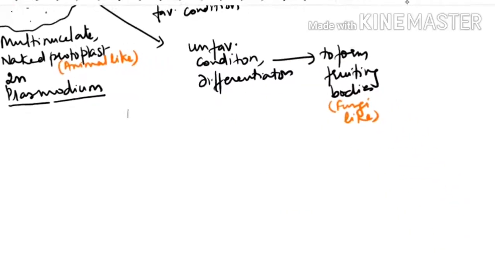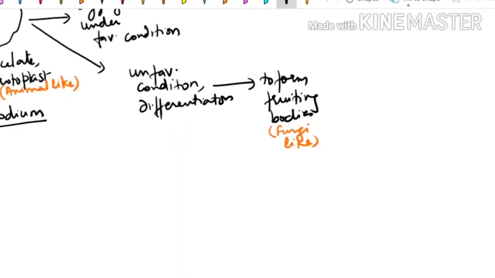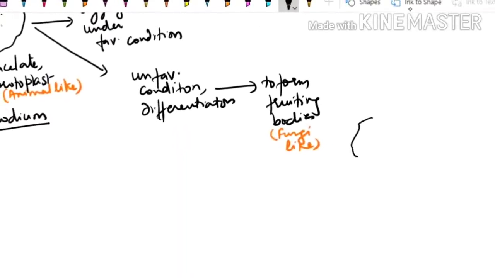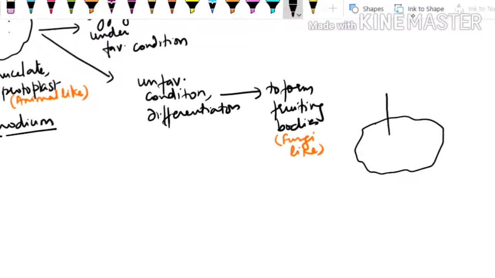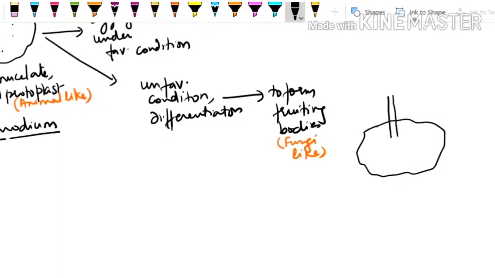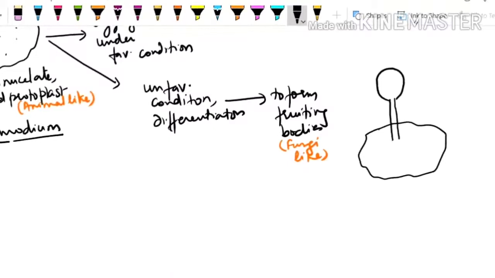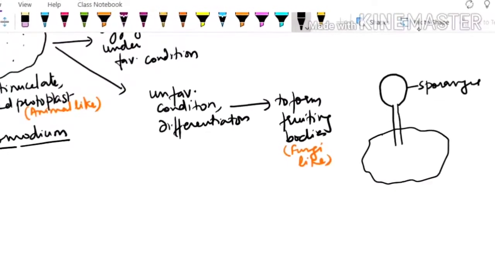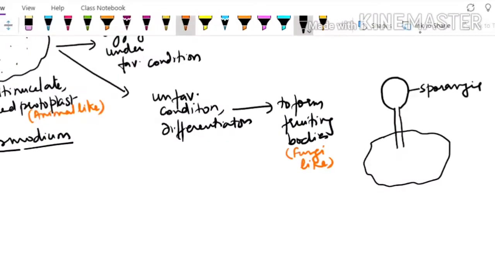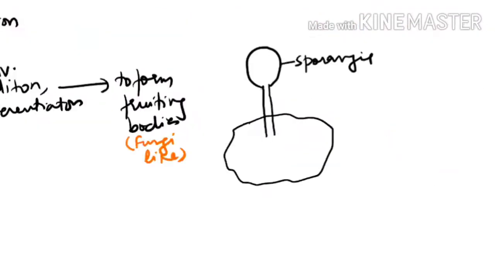Now see, when they are making the fruiting body, this is the plasmodium. So this is the stalk on which they bear the sporangia. Okay, so this is the sporangia. And just for understanding, I'm drawing with a color difference. This is the wall of the sporangia. Just to make you learn, this wall of sporangia is known as peridium.